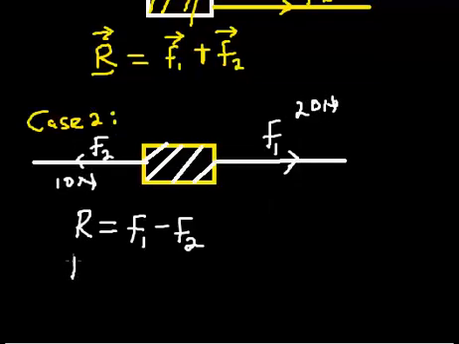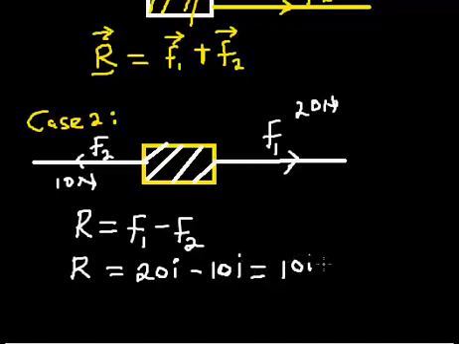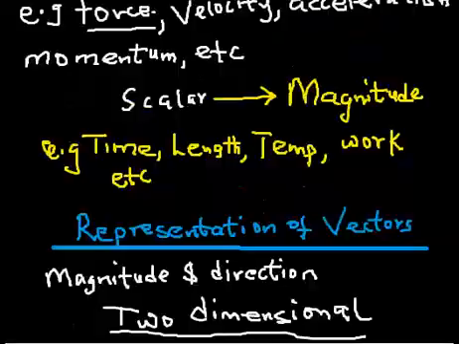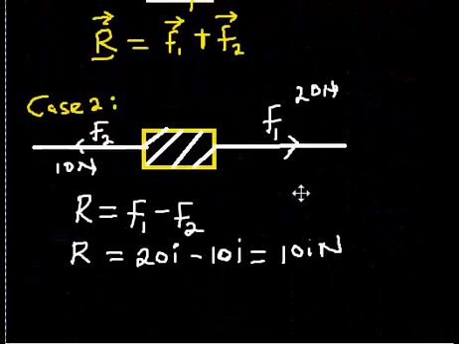Now, if this is 20 Newton and this is 10 Newton, the resultant is simply 20i minus 10i, because I use i to represent a unit vector in the horizontal dimension. That's going to give me 10i Newton. So please take note of that. I'm using force as my illustration.